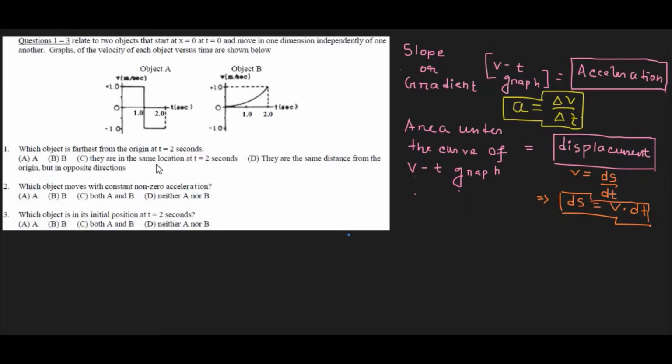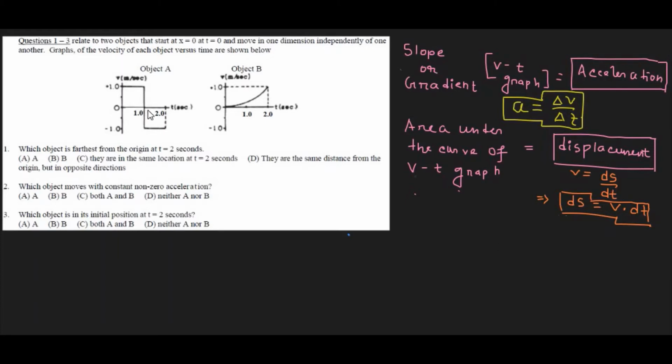Now based on this information we can analyze the first question. In the first question they are asking which is furthest from the origin at t equal to 2 seconds. Furthest means we need to consider the displacement from the origin at t equal to 2 seconds.